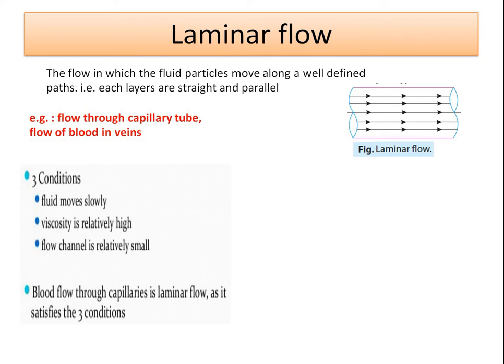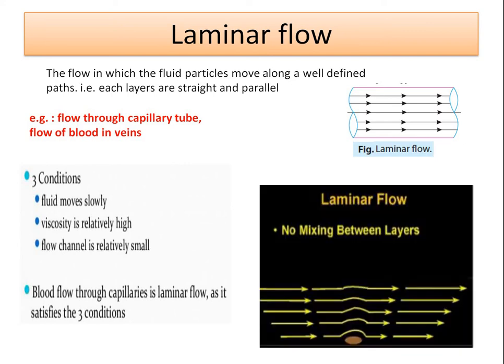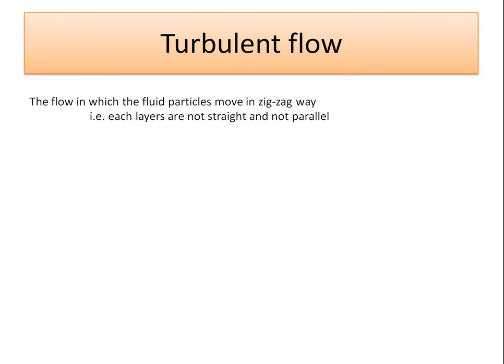There are some conditions we have mentioned. The fluid moves slowly, viscosity is relatively high, and the flow channel is relatively small; then and only then will we be able to get a laminar flow. Blood flow through the capillary is a laminar flow as it satisfies all three conditions: moves slowly, viscosity is high, and flow channel is relatively very small, because we know the size of our blood capillaries. Non-mixing between the layers is the most important phenomenon for laminar flow.